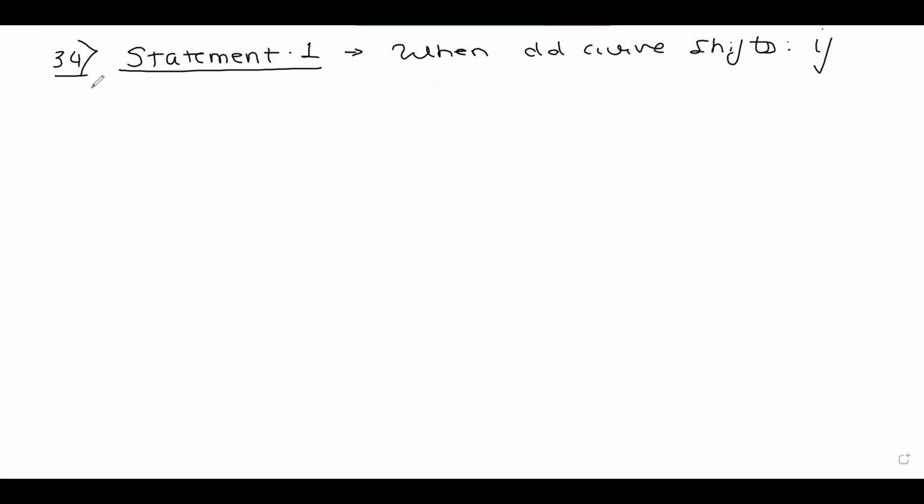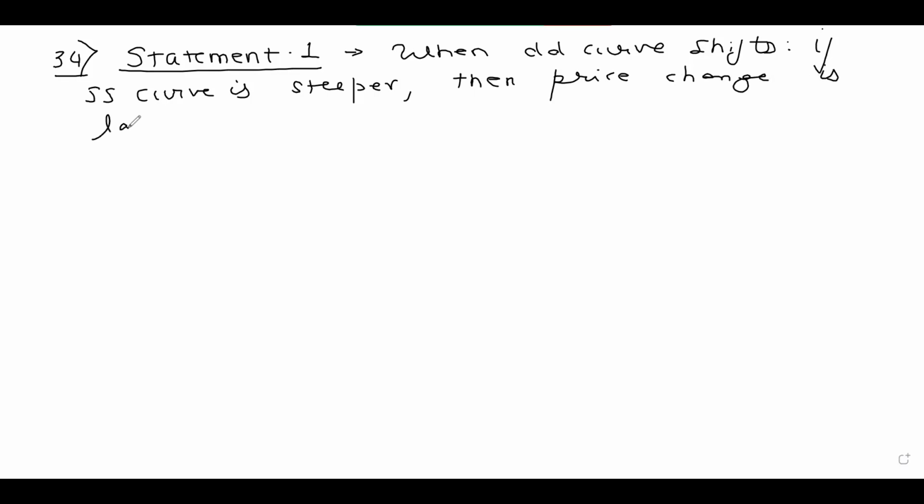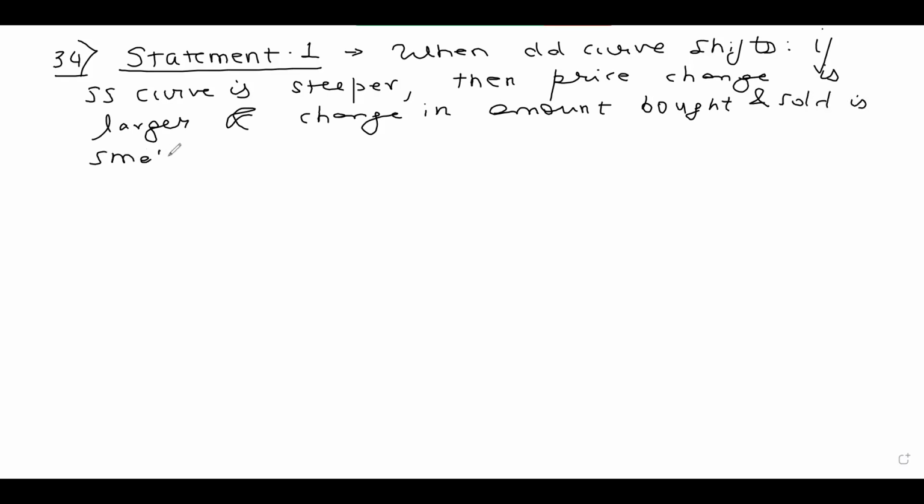So I'm writing the statement again. Statement 1 says that when the demand curve shifts, if the supply curve is steeper, then the price change is larger and the change in the amount bought and sold is smaller compared to the flatter supply.